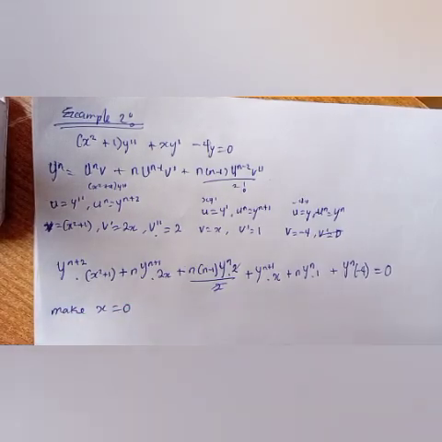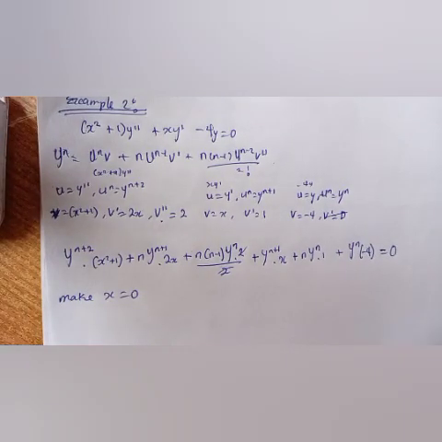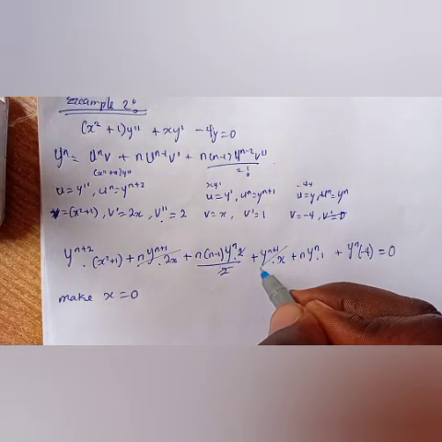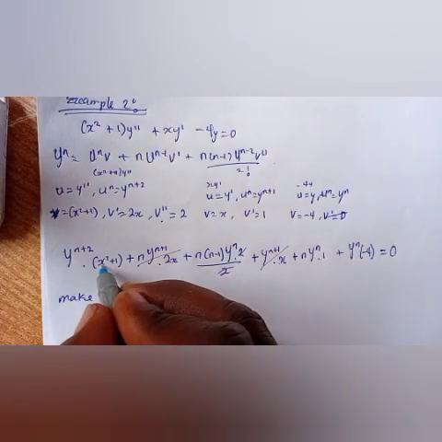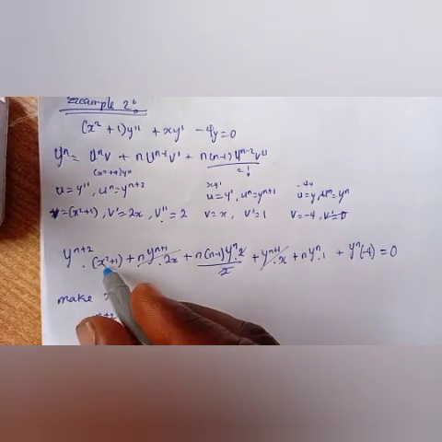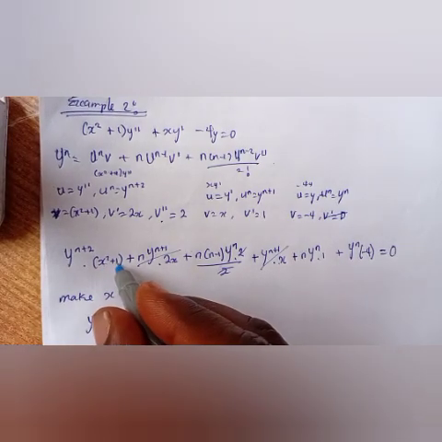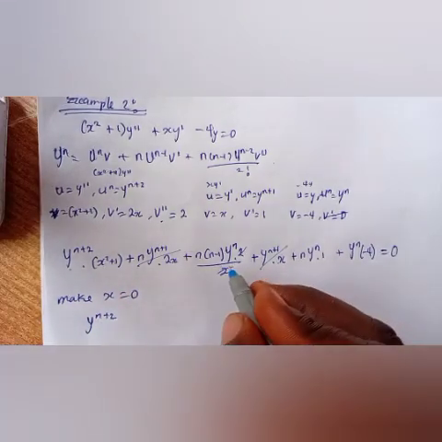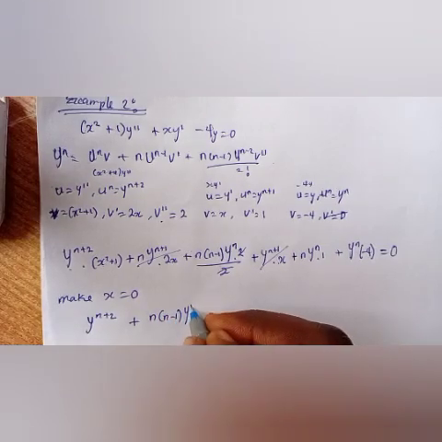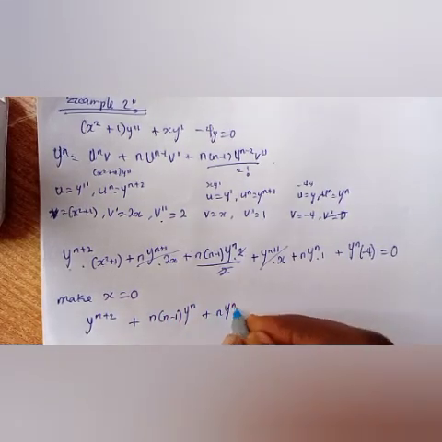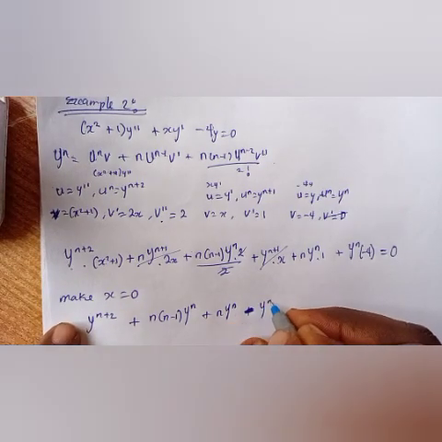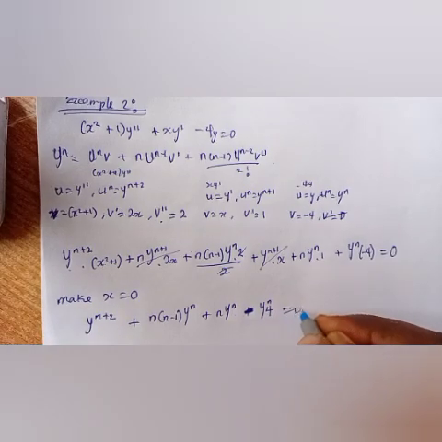Now the next thing is to make x equals 0. If I make x equal to 0, if I put x here, everything here will be 0. If I put x here, everything here will be 0. So if I put x to be 0, you're going to have y_(n+2) times 0 squared, which is 0, plus 1, that's 1. 1 times all this gives us all this. So here we have n(n-1) y_n plus n y_n minus 4 y_n equals 0.